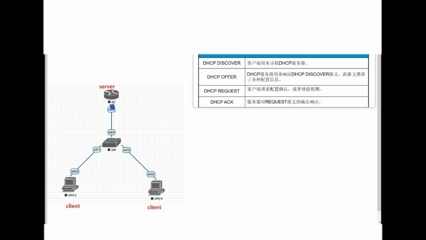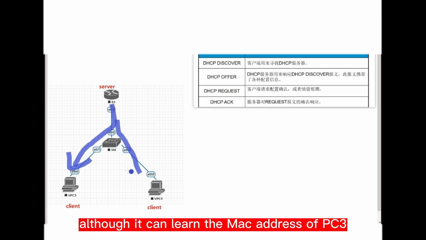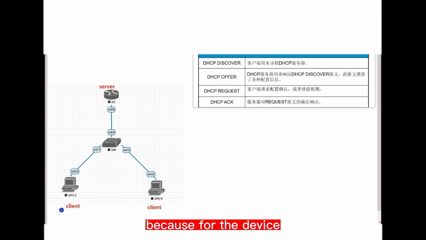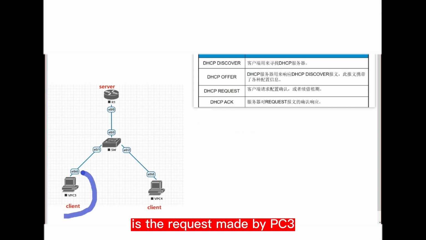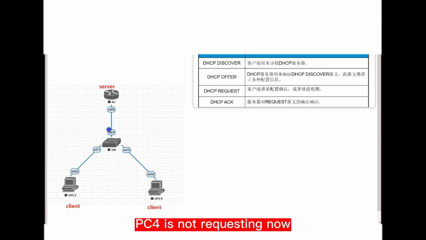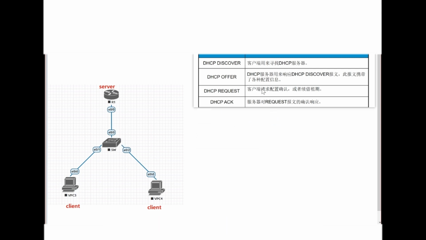Inside Cisco, when it responds to an offer, it uses broadcast. Although it can learn the MAC address of PC3, it doesn't use it. It will send a broadcast, and then both devices can receive. Certainly, because the request was made by PC3, PC3 will receive it. PC4 is not requesting now, so it's not replying to what you sent. It just knows the way. This is called a DHCP offer.